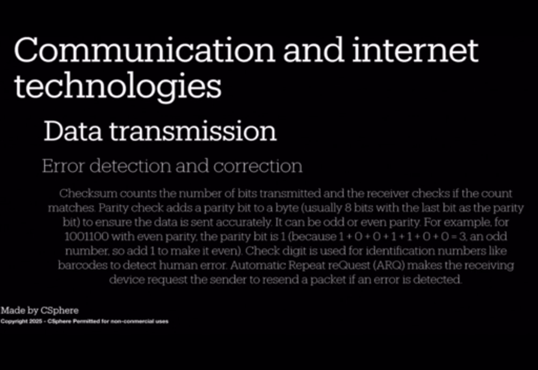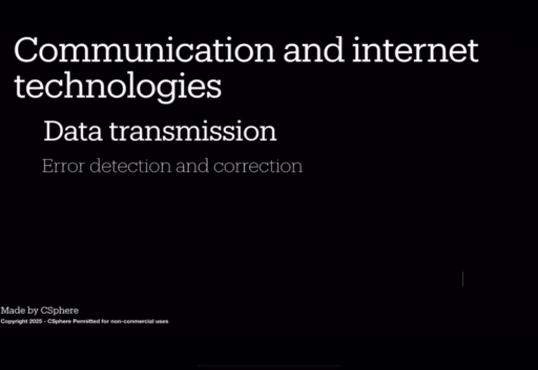For example, for 1001100 with even parity, the parity bit is 1, because 1 plus 0 plus 0 plus 1 plus 1 plus 0 plus 0 is 3, an odd number, so we add 1 to make it even. Check digit is used for identification numbers, like barcodes, to detect human error. Automatic repeat request, ARQ, makes the receiving device request the sender to resend a packet if an error is detected.